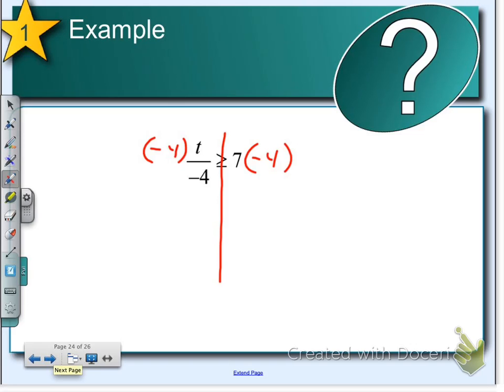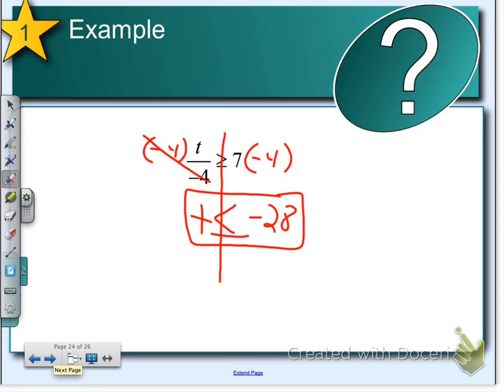We're multiplying by a negative. These cancel out. So T. We have to change our sign because we're multiplying by a negative. Should be less than or equal to a negative what? 28. I forgot to change, I made a mistake yesterday. I forgot to change my sign. Okay.